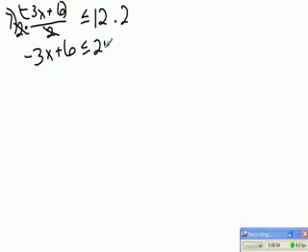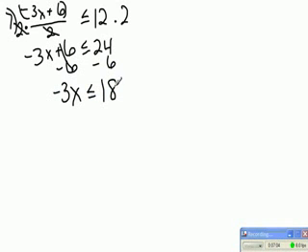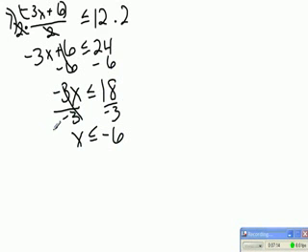12 times 2 is 24. I'm trying to get x by itself, so I want to subtract 6, so my numbers will move over to the other side. Negative 3x is less than or equal to 18. Still trying to get x by itself, so I want to divide by negative 3 on both sides. So x is less than or equal to negative 6.